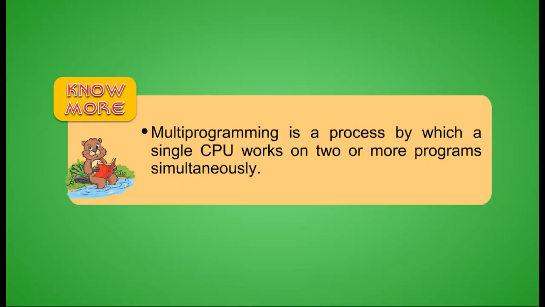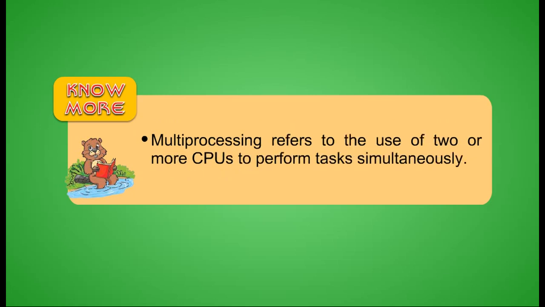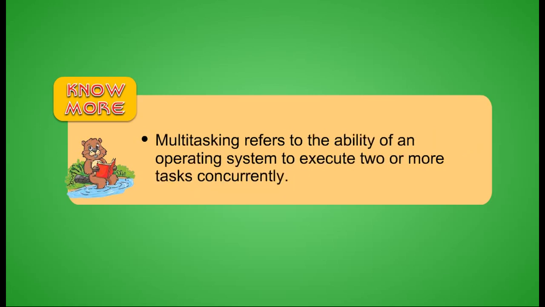Multiprogramming is a process by which a single CPU works on two or more programs simultaneously. Multiprocessing refers to the use of two or more CPUs to perform tasks simultaneously. Multitasking refers to the ability of an operating system to execute two or more tasks concurrently.